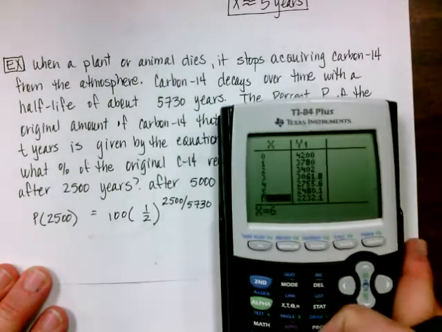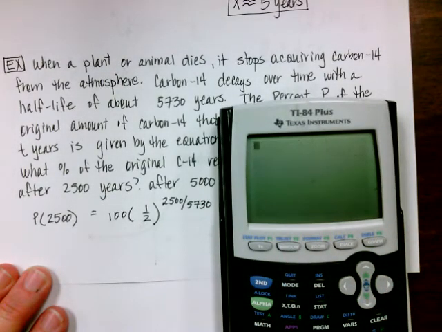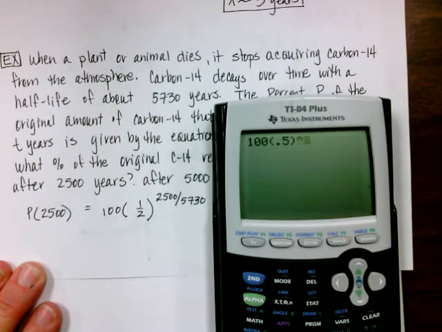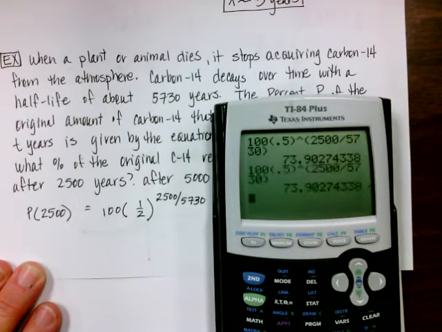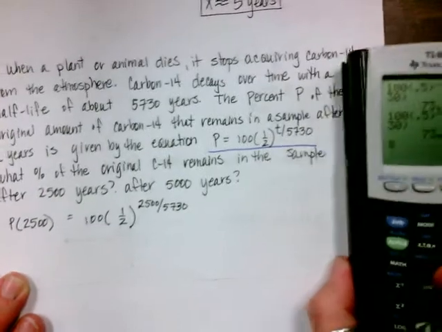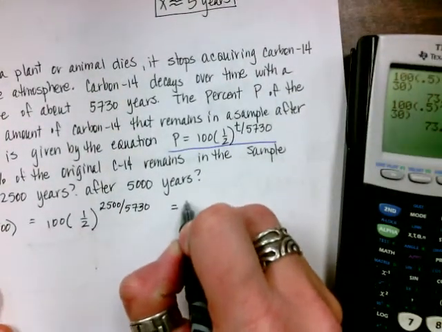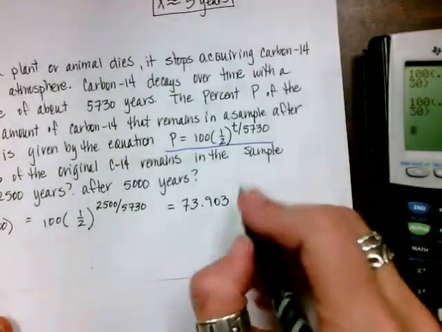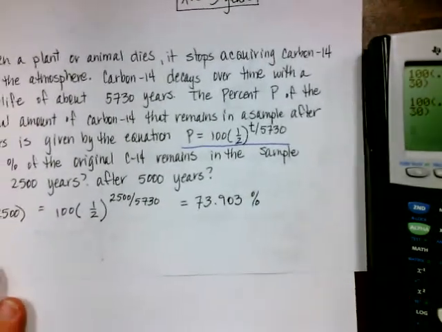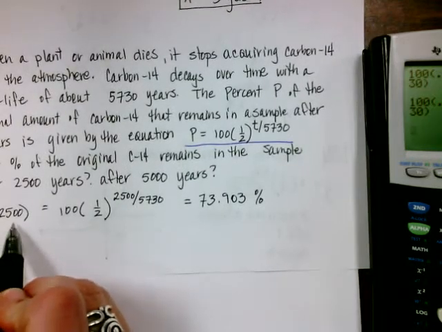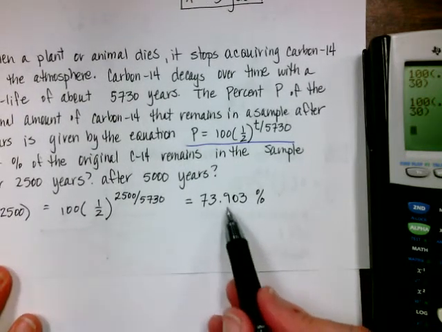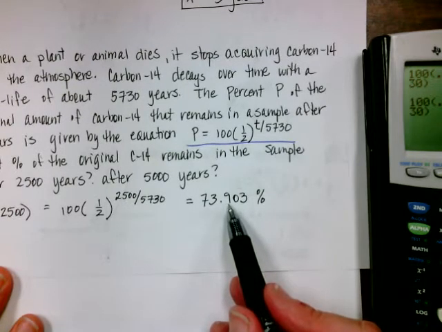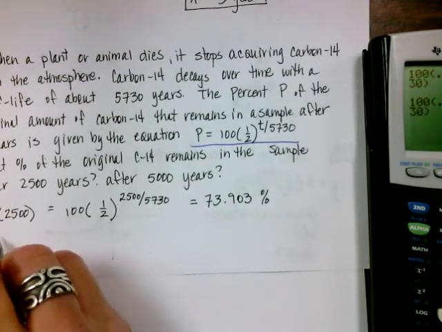So now let me show you how I do this on my calculator. I'm going to do 100 times 0.5. I did that instead of the fraction. Raised to parentheses 2,500 divided by the 5730. Oops, sorry, I did it twice. And there's going to be 73.903% of the original amount left after 2,500 years, which is a lot. That says almost 3/4 of the original amount is still left after 2,500 years.